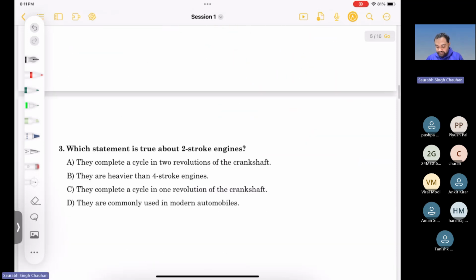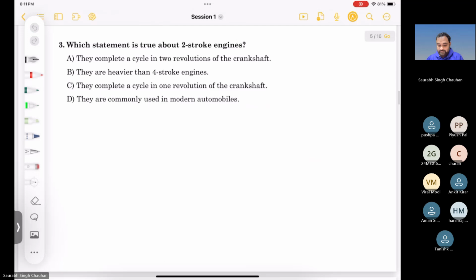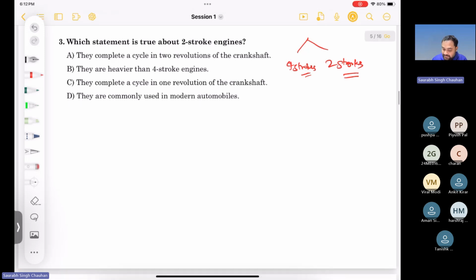So we'll move to question number 3. It is saying which statement is true about two stroke engines. So I think you have already studied the difference between 4-stroke engines and 2-stroke engines, and I hope it is clear, right? So if any one of you have any doubt regarding the difference between 4-stroke engines and 2-stroke engines, then I can just briefly explain.